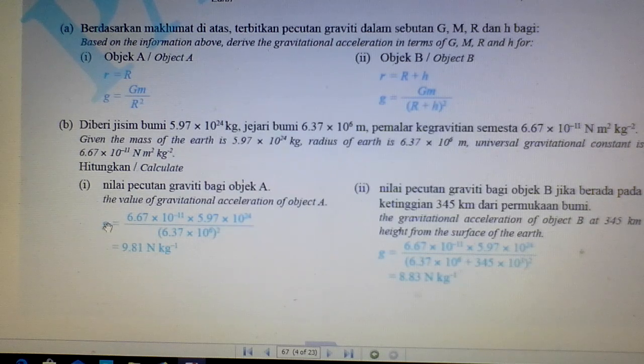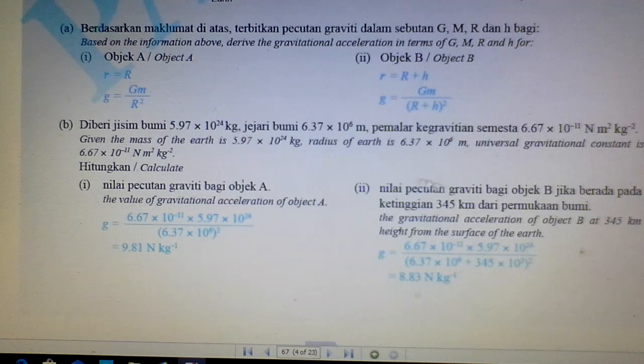So we use the formula: gravitational acceleration, small g, equivalent to capital G times mass of the Earth divided by radius of the Earth squared. So we get 9.81 Newton per kilogram, or 9.81 meter second negative 2.